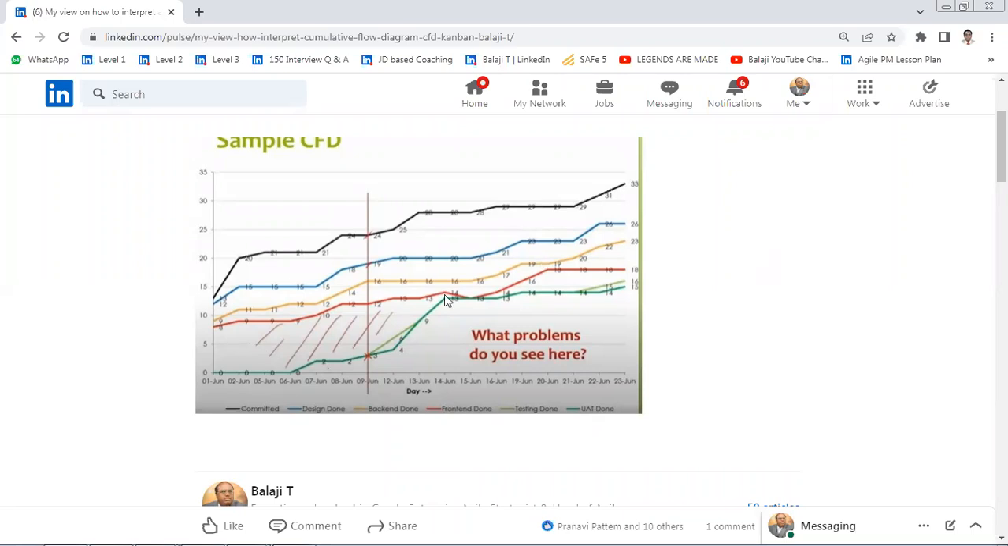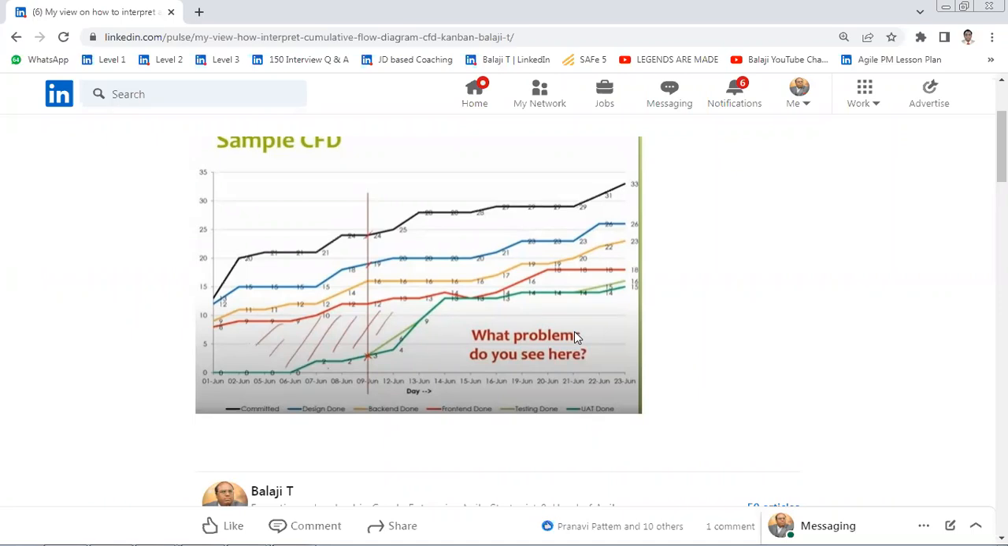At the same time, wherever the lines are parallel to the x-axis, work is not moving at all. It means the throughput is zero, because if throughput had increased, the line would be a slope. It will not be parallel to the x-axis. Parallel to the x-axis means the equation of the line is y equals a constant value, so it is not improving. So these three points you need to see in a CFD.